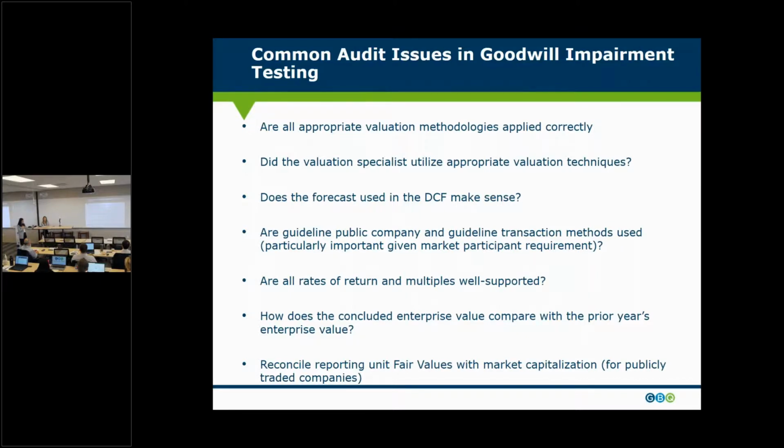Are the rates of return and multiples well supported? Again, we just showed the conclusions here, but we have lots of pages of analysis getting to those numbers. You're not just applying a median of the public company multiples. You're adjusting for size, for profitability, for recent transactions, capital structure. You're adjusting for things you need to make your company more comparable to these public companies. And also, do a gut check. How does it compare with the prior year's enterprise value? Does it make sense? And then reconcile reporting unit fair values with market capitalization for your publicly traded companies.